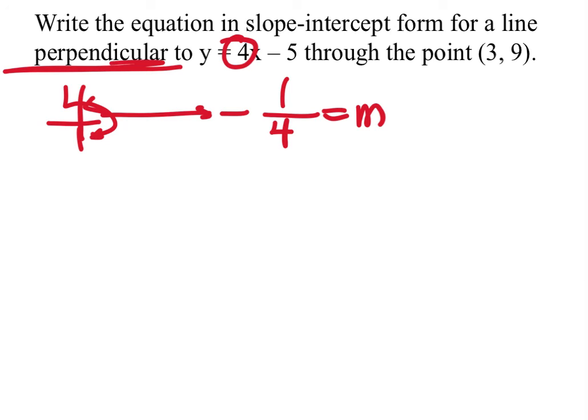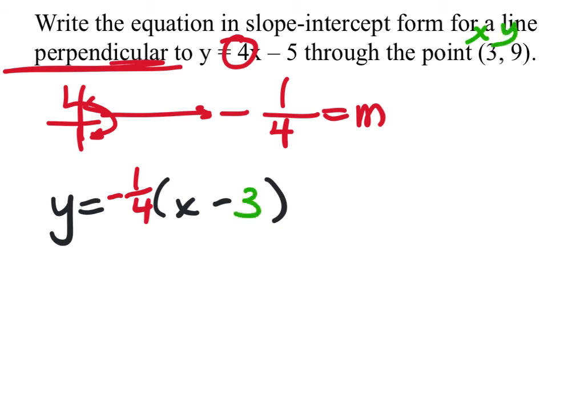All right, so, as soon as we know this information, all we need to do is use either slope-intercept form or point-slope form. So last time I did slope-intercept form, this time I'll use point-slope form. And we just found the slope is negative 1/4. And it's going through this ordered pair, 3, 9. So x is 3, and the y value is positive 9.